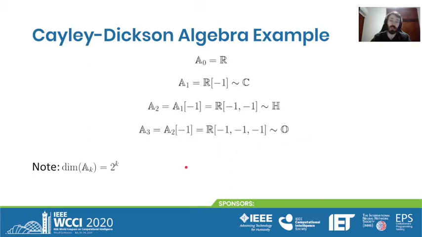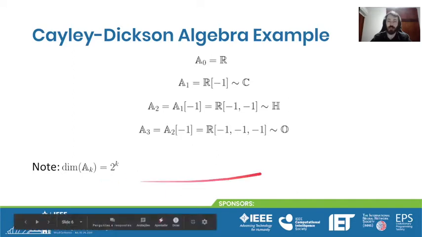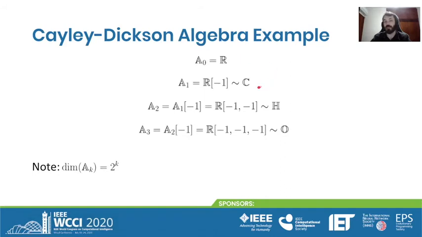One thing to note here is that with each step, we double the dimension of the algebra obtained. So we started off with a field, dimension 1, then we doubled it to get to 2, 4, and 8, respectively.